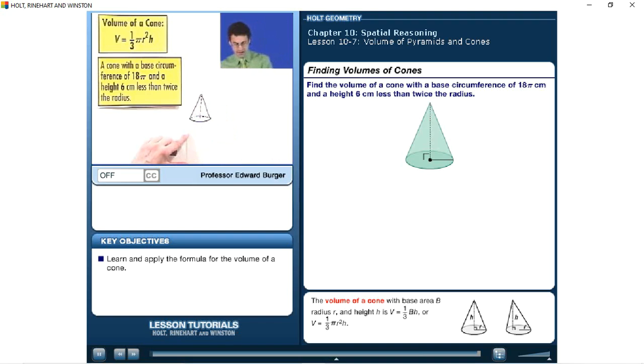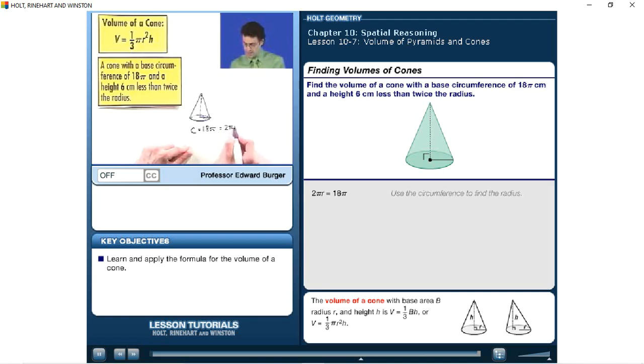So here I have a cone. And I'm told that it has a base circumference. So I'm not given the radius, but I'm told that the circumference is equal to 18 pi. But I know the formula for circumference. It equals 2 pi r. So if I divide both sides by 2 pi, I see that 9 equals r. So they are telling me that the radius is 9, but in a sneaky way. So I go from the circumference information to the radius. That's good. I've got the radius.